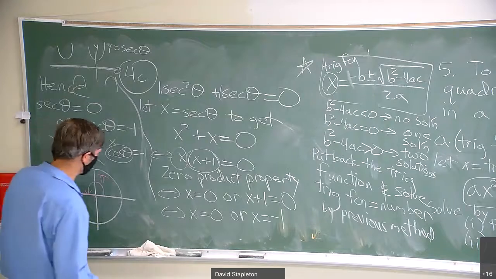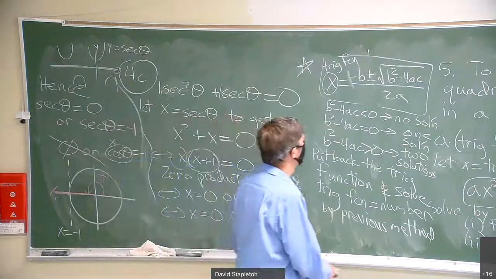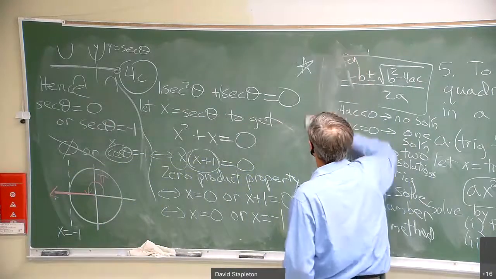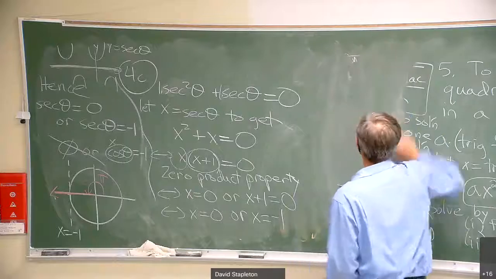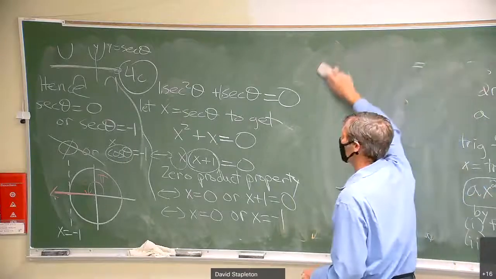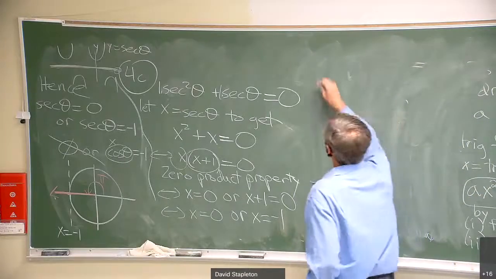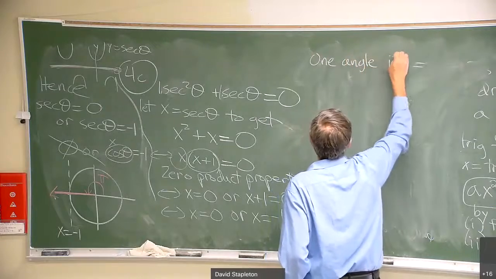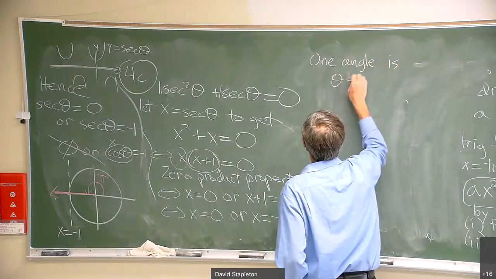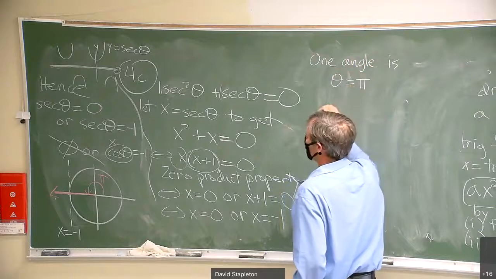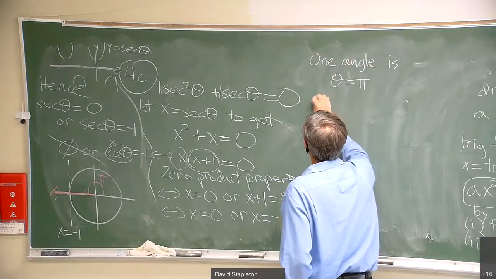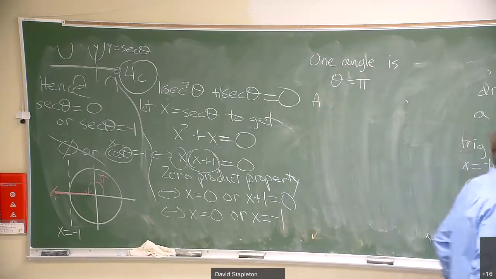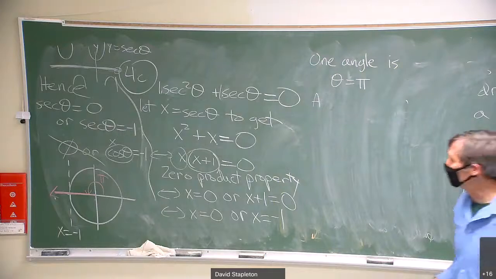I guess I better go to the other side. Get rid of this maybe. We'll say one angle to this terminal ray is theta equals pi. All solutions are, this problem may have said 0 to 2 pi.